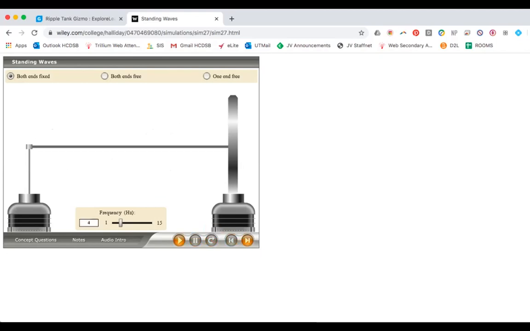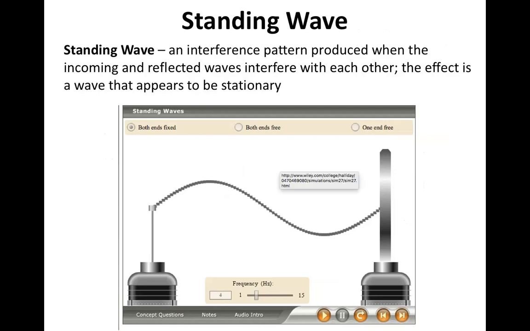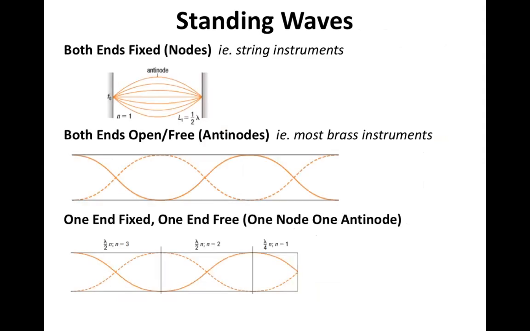Okay, so going back to our PowerPoint. So recall, a standing wave is an interference pattern produced when the incoming wave and reflected waves interfere with each other. The wave appears to be stationary. So among standing waves, there are different types of standing waves. We can form a standing wave where you have nodes on both sides if there are 2 fixed ends. So in the simulation, the rope was tied on both sides. This would be for any string instruments works this way.